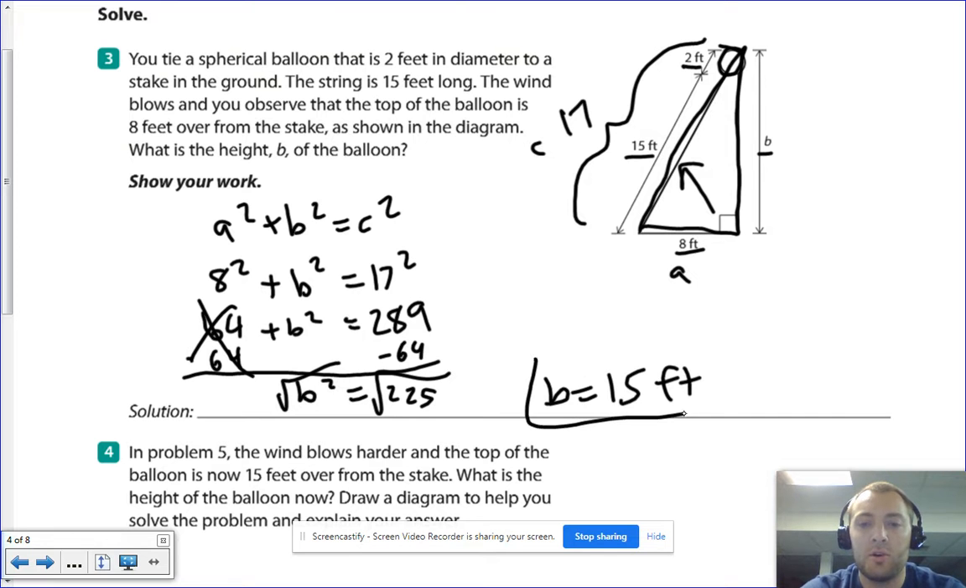Make sure you show all that work, because in this case it's 15 feet above the ground, even though technically that's all the way to the top of the balloon. Originally, where it was from the stake to the top of the balloon was 17 feet. So a little different there. Okay.